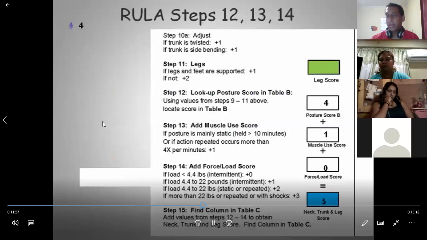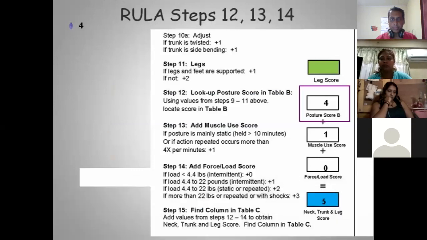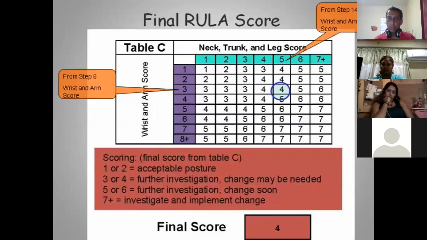We have our 4 right here, step 12, which we just got from our lookup table. And now we're looking at muscle loading for the torso, neck, and legs. The posture is held for greater than 10 minutes, and therefore I added a 1. But the loads are small. This person is only picking up towels, and therefore I didn't add anything in there. So our complete neck, trunk, and leg score is 4 from the previous table, plus 1 for our muscle score, which is a 5.